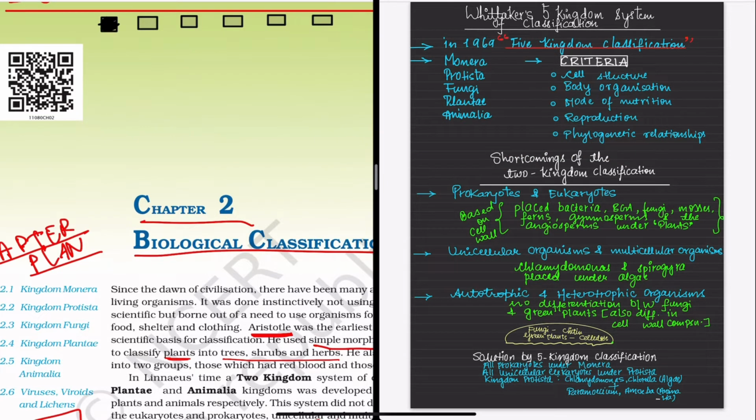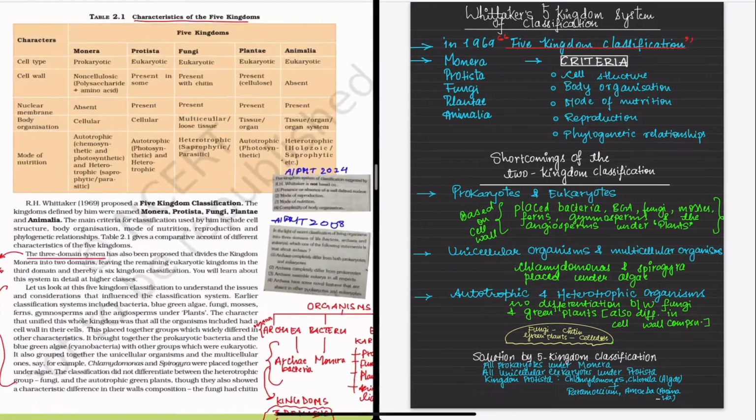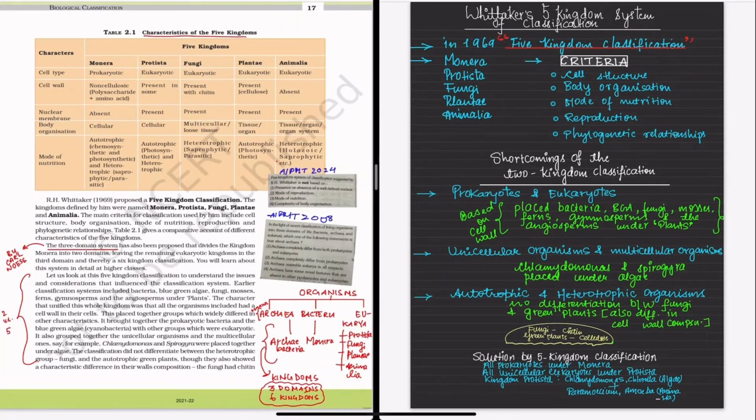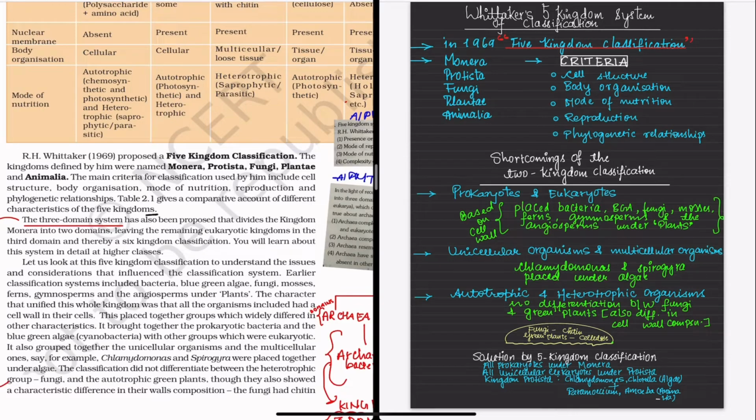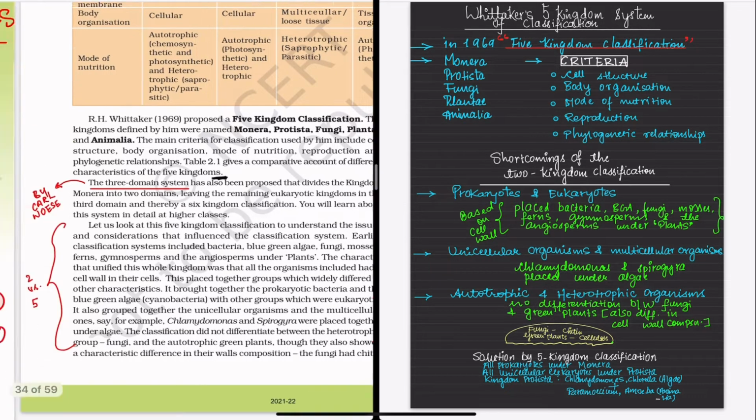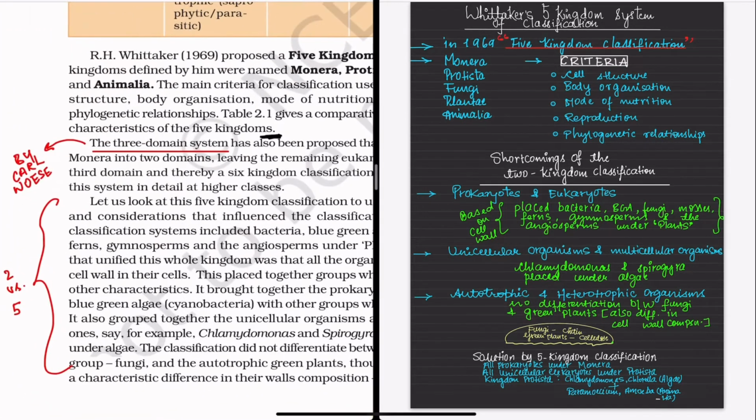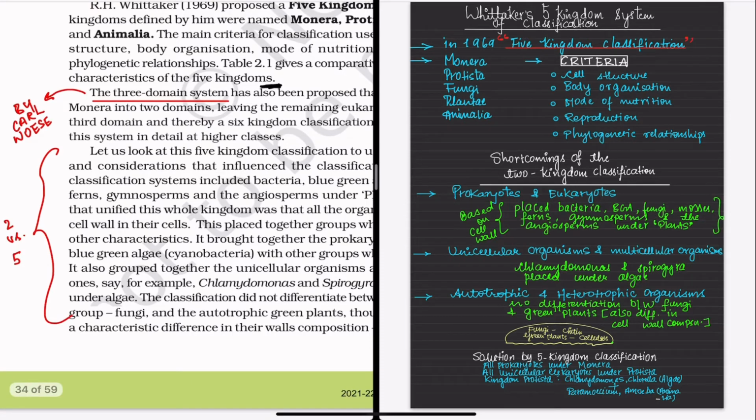Now we had finished up to this point in the previous lecture. So we'll start with the three domain system of classification today, and the two kingdom system of classification versus the five kingdom system of classification.